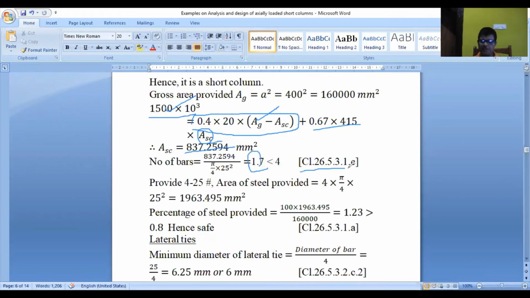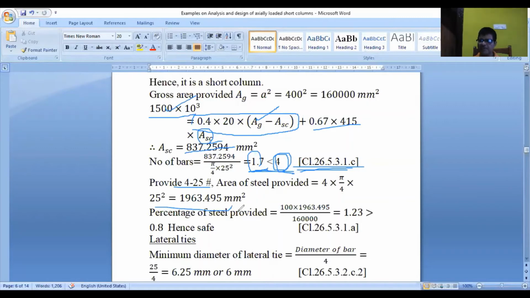Now if you go to page number 48, as per clause 26.5.3.1.c, the number of bars for square and rectangular columns should be minimum 4. So if the value is coming less than 4, provide 4 bars. Okay. If its value is more than 4, then provide the whole number of bars. If it is coming 4.5, you can provide 5 or 6 bars. But when it is less than the minimum bars, provide the minimum bars. So you find the area of the steel provided.